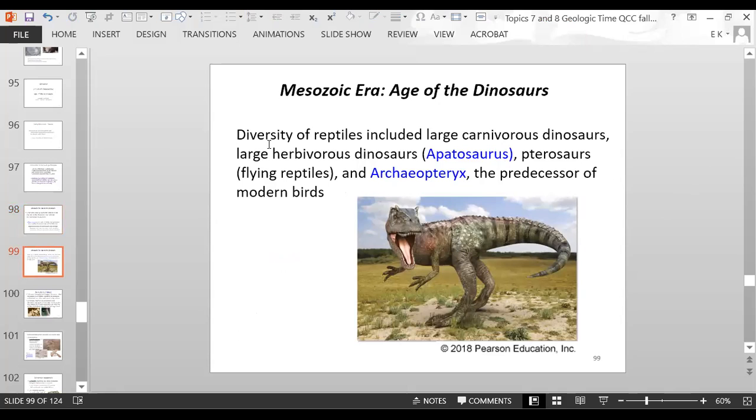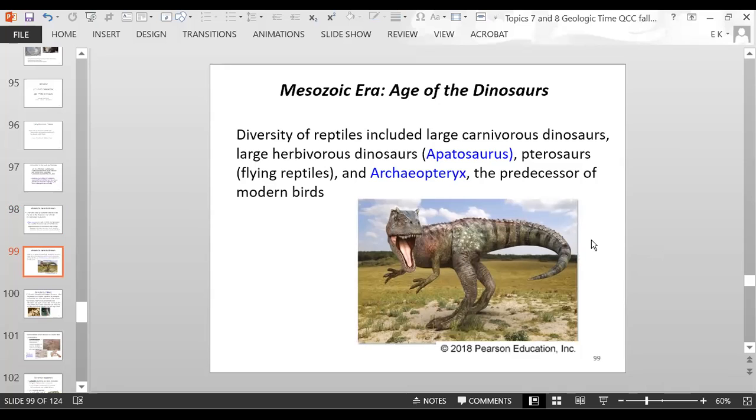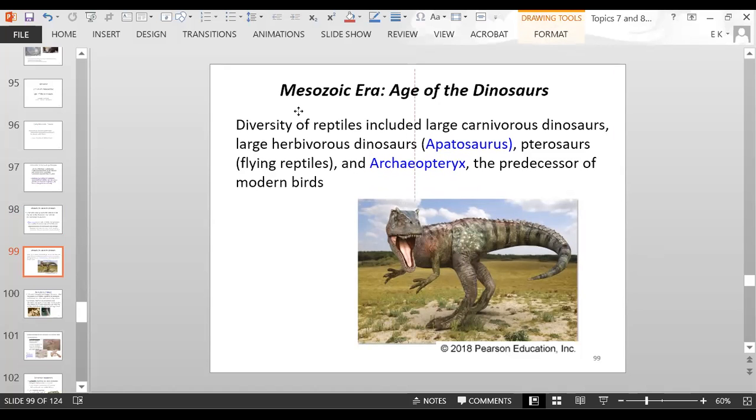Then we have a diagram here of a large carnivorous dinosaur. Okay, this is like a Tyrannosaurus Rex, or it could be the Tyrannosaurus Rex's cousin. I forgot the name of it though. Okay, so we also had large herbivorous dinosaurs, flying reptiles, and also something called an Archaeopteryx, which is the predecessor of modern birds.